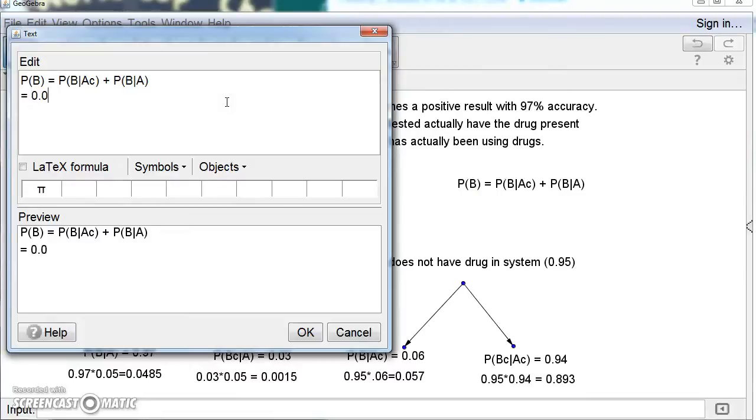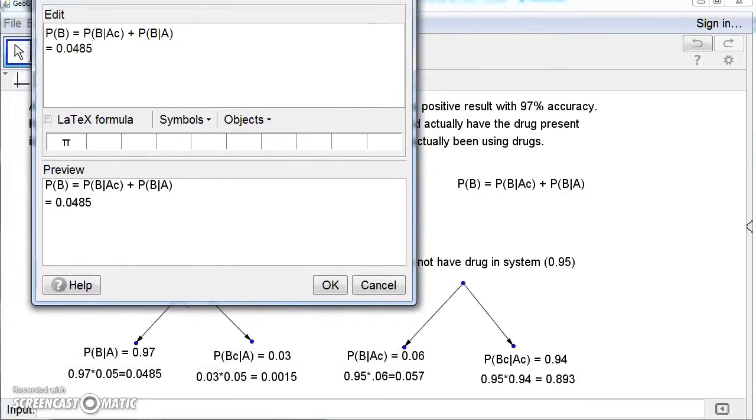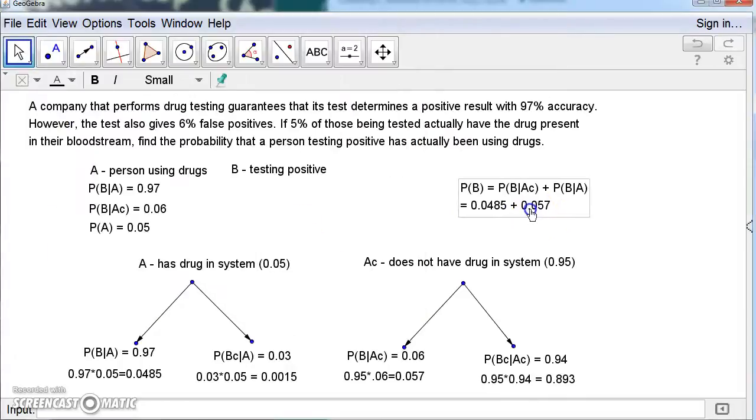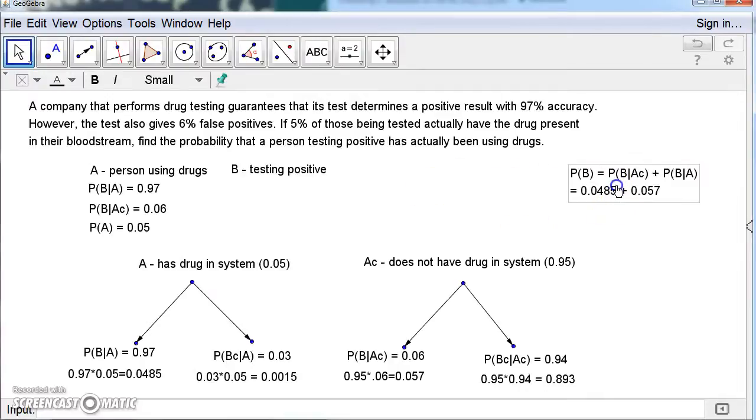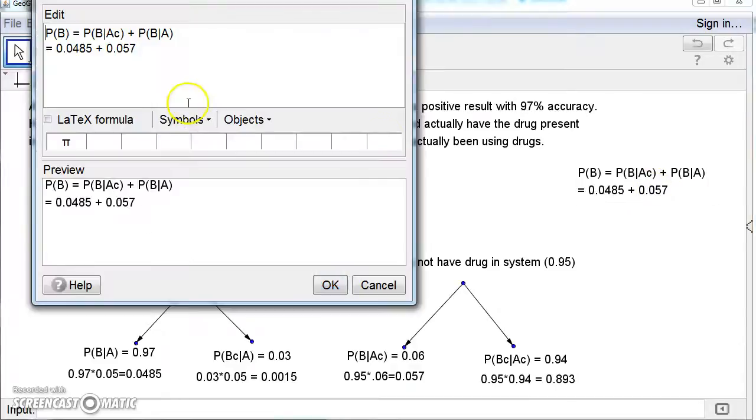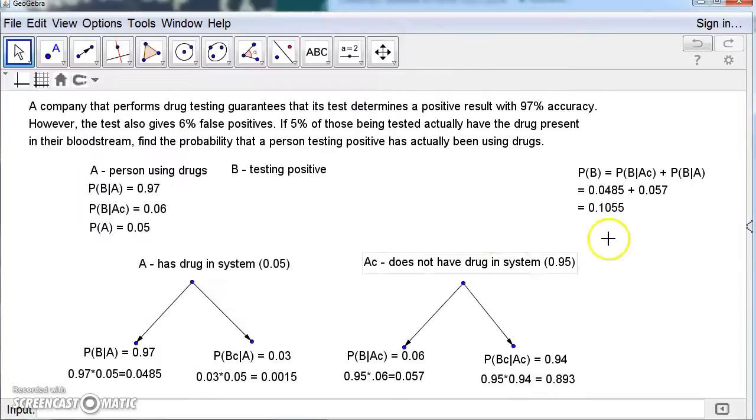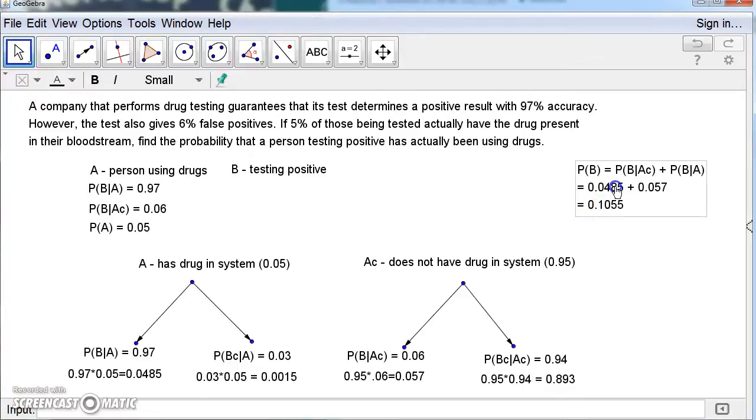So this is equal to 0.0485 plus 0.057. Okay, and this is now where we're going to give our answer. So in other words, this is all the people who have tested positive, right? So let's add those together actually. And we see that there's 10.55% of the people will test positive according to this drug, even though only 4% of the population, or 5% of the population actually, has the drug in the system.